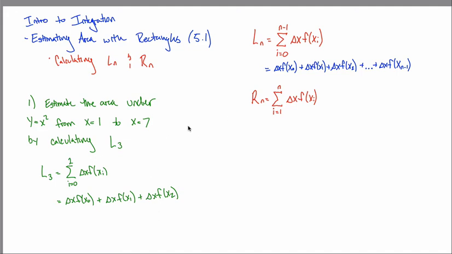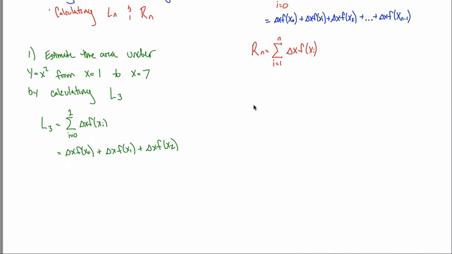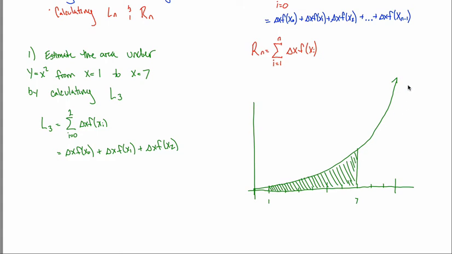If I were using right endpoints, I'd have a different formula, but I don't want to overwhelm you with formulas right now. I'm going to save that for the next example. We're dealing with this formula up here, Ln. L3 would look like this. It might help to have a picture. Here's what I'm interested in. Here's my curve, y equals x squared. Why y equals x squared? That was specified in the problem.